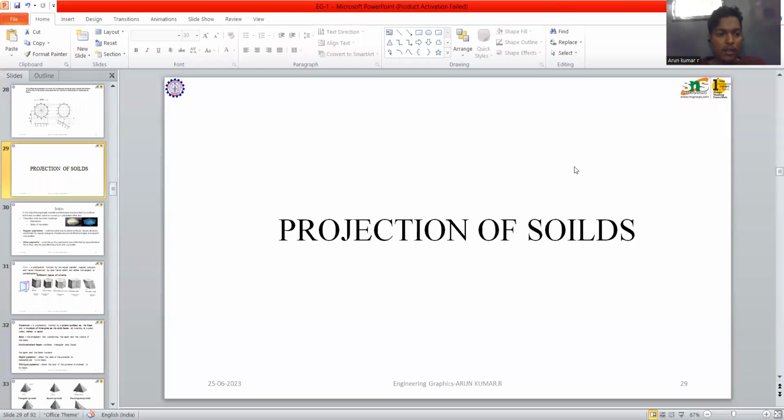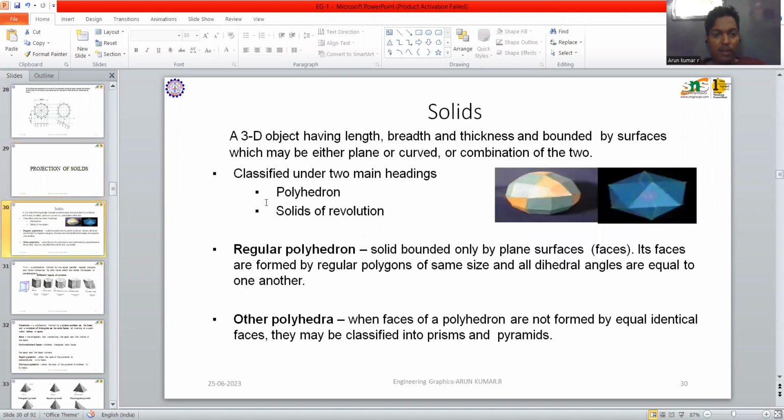Good morning. In this lecture series, we see about projection of solids. In the last lecture series, we saw the projection of planes. In this topic, we are discussing especially a solid, and how its projection appears in different conditions and different positions. So, first of all, what is the meaning of solid?